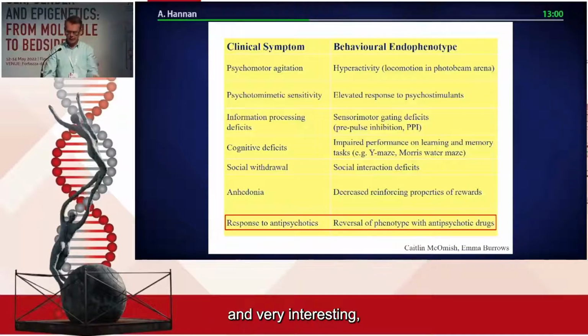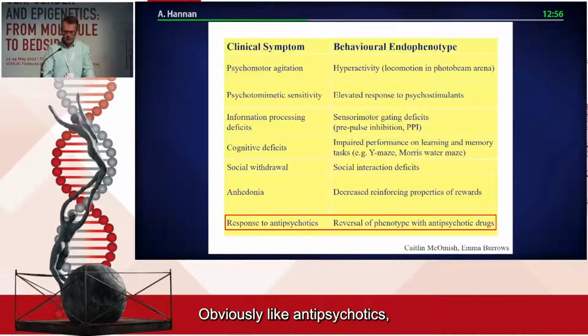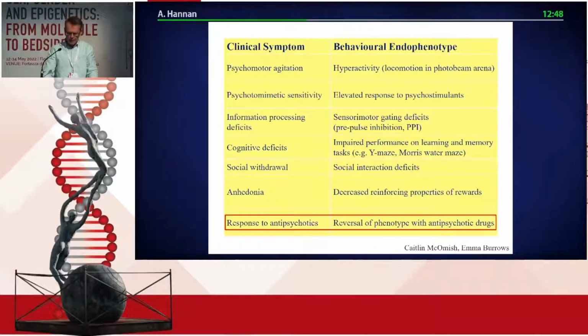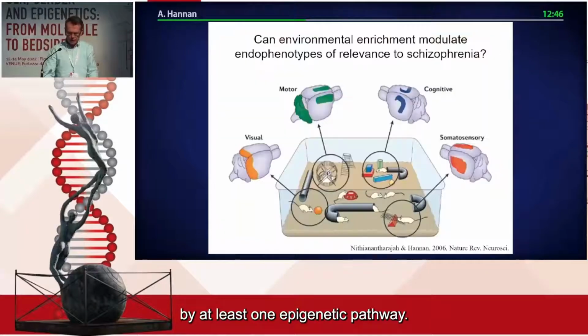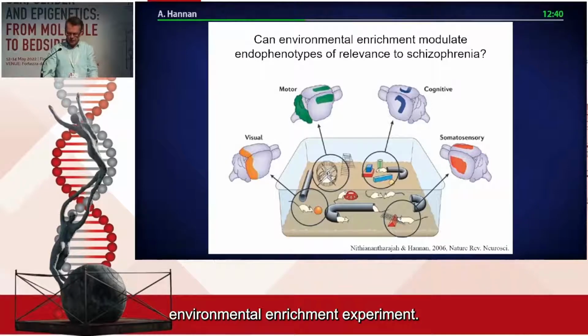And very interesting, Merrick mentioned potential epigenetic effects of clozapine. Obviously, antipsychotics are dirty drugs, they have multiple mechanisms of action, but we are interested in the idea that clozapine could have some of its actions, perhaps, by at least one epigenetic pathway. That was all under standard housing, and so we did the environmental enrichment experiment.